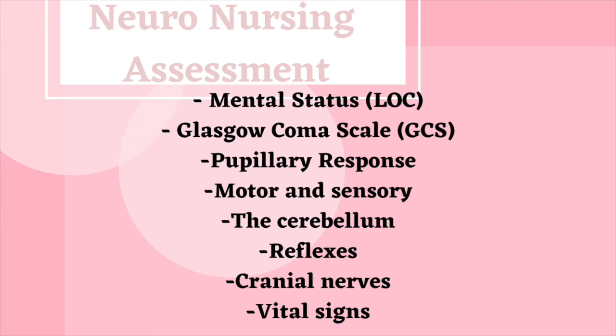So for the neuro nursing assessment, we have discussed the mental status or the level of consciousness. Level of consciousness can be assessed by checking if the patient is alert, checking if the patient is oriented to person, time, place, and surroundings, and lastly by checking the short and long-term memory of the patient. We also discussed full consciousness, lethargic, obtunded, stuporous, and comatose.